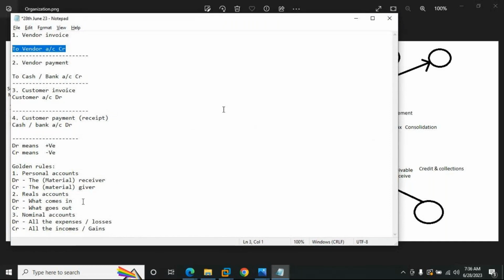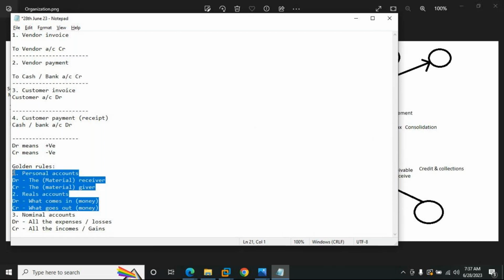Now, what comes in here? Money or cash. So, what comes in is debit. Cash is coming from the customer, cash or bank, money is coming in. It is debit. What goes out? My money is going out whenever I'm doing vendor payment. So these are the four rules.